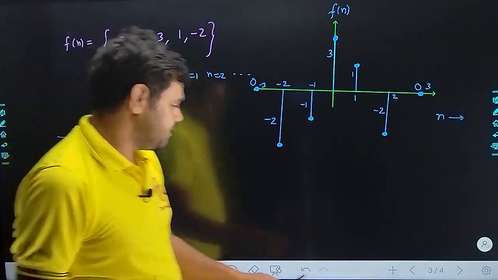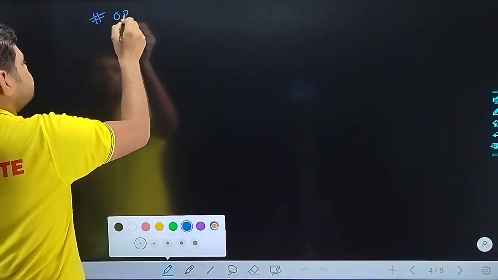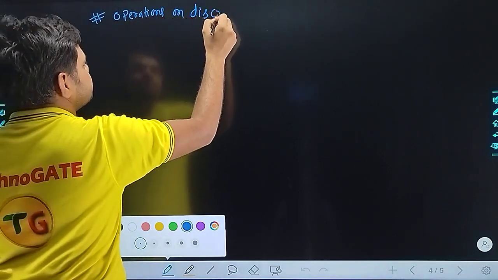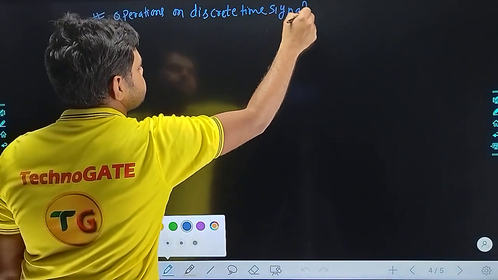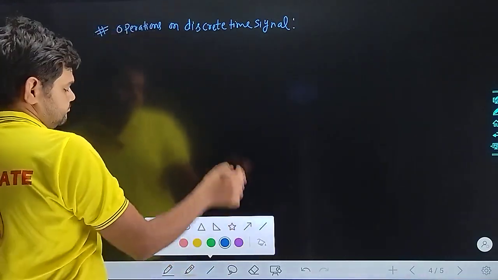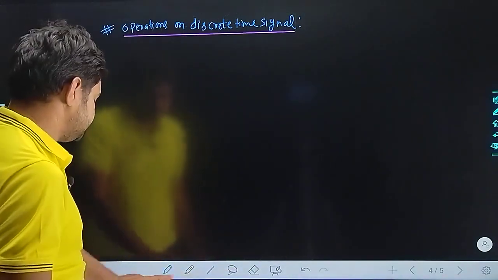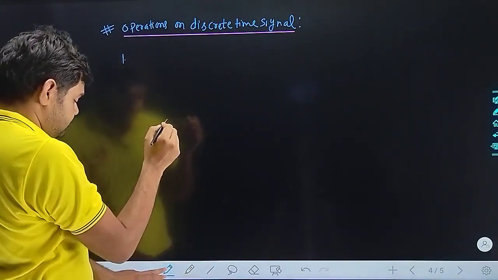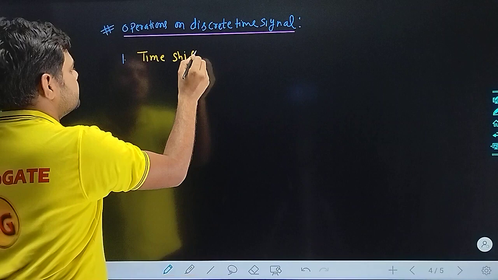So let's make a subheading over here: basic operations on discrete time signal. Let us talk about operations on discrete time signal. First of all, let's write the first one: time shifting operation.